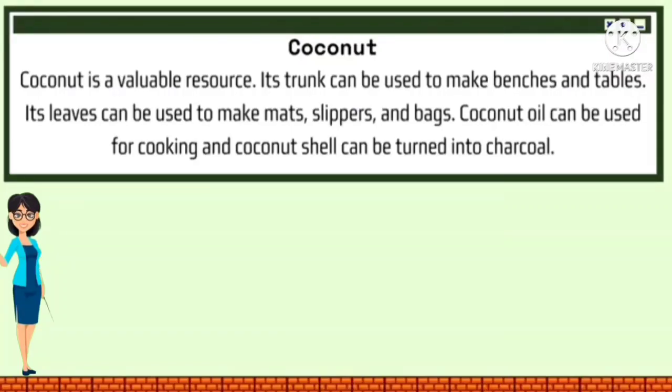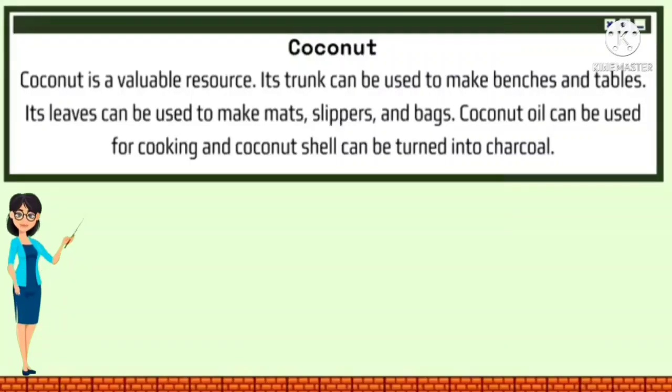Coconut is a valuable resource. Its trunk can be used to make benches and tables. Its leaves can be used to make mats, sleepers, and bags. Coconut oil can be used for cooking, and coconut shell can be turned into charcoal.